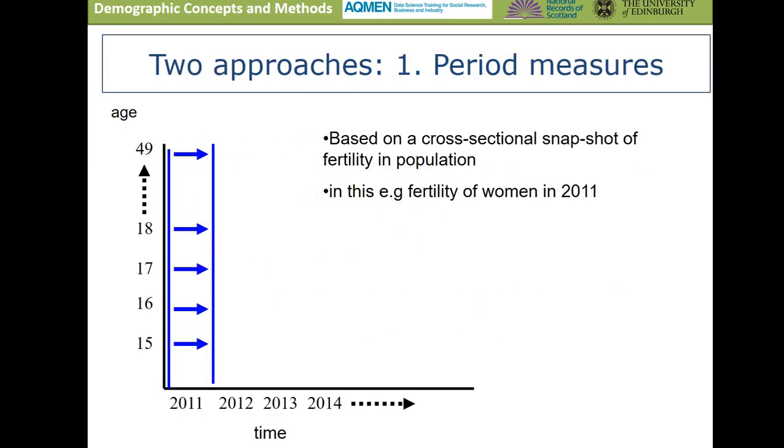So this diagram shows the difference between the 2 approaches quite nicely. If we're interested in a period measure, we might look at a cross-sectional snapshot of fertility at various ages at 2011. So we look at the levels of fertility for women at different ages in 2011.